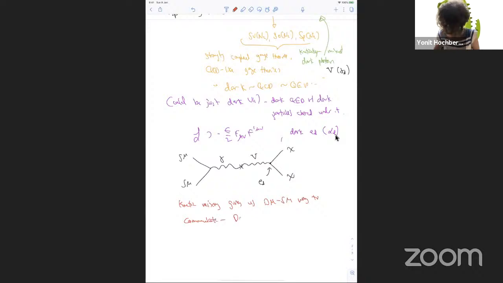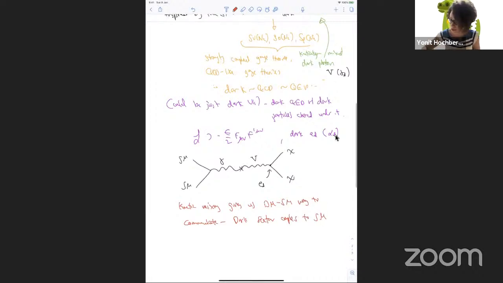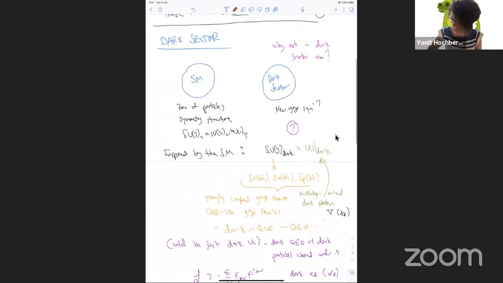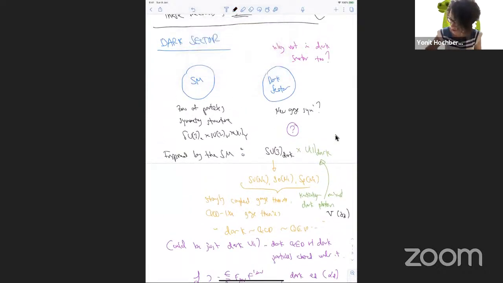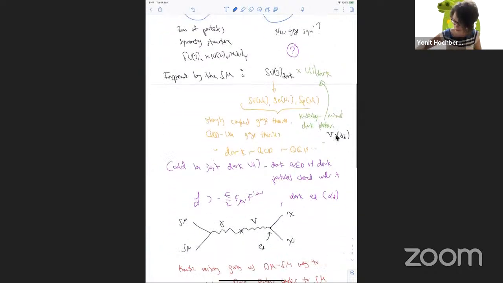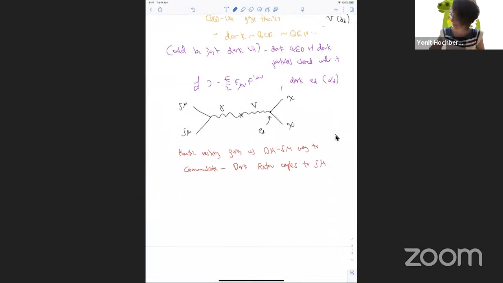Okay, so this is how our dark sector, for instance, can now couple to the standard model. Looking back at the picture that we drew up here, what I mean is that there's now also some way for these two sectors to talk to each other, for instance, over here through some interaction strength epsilon.